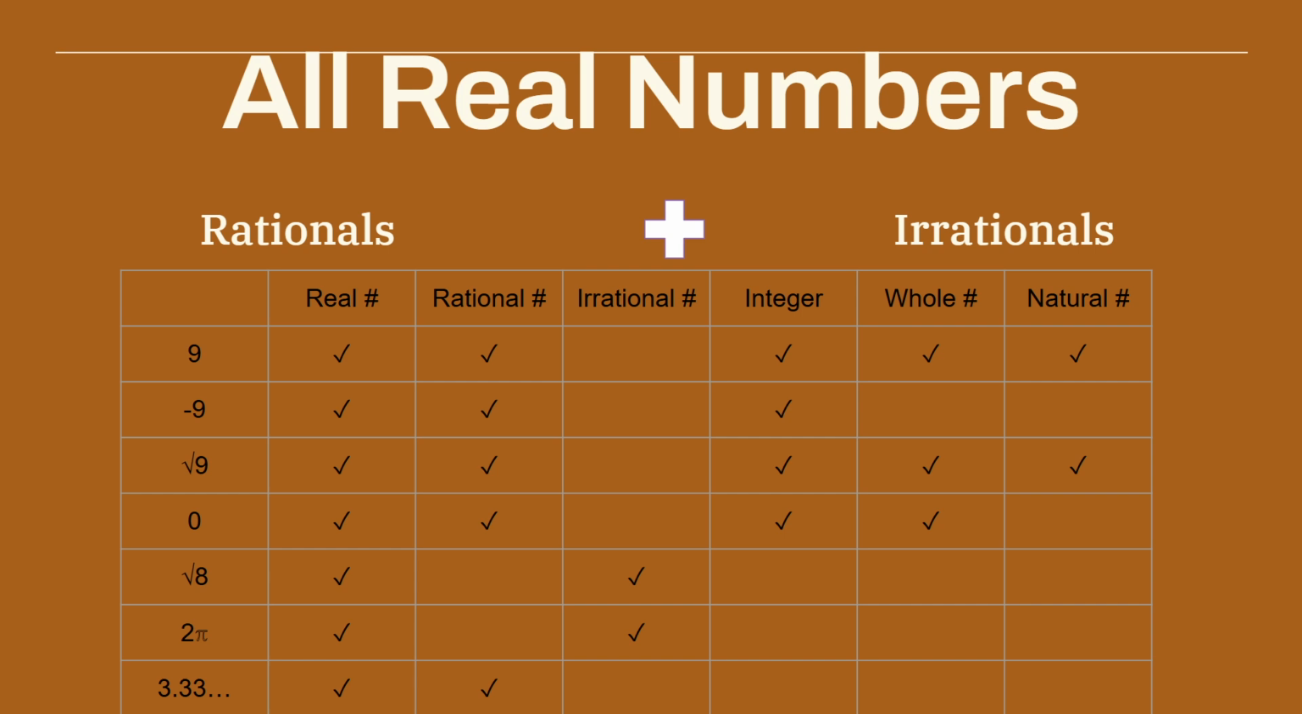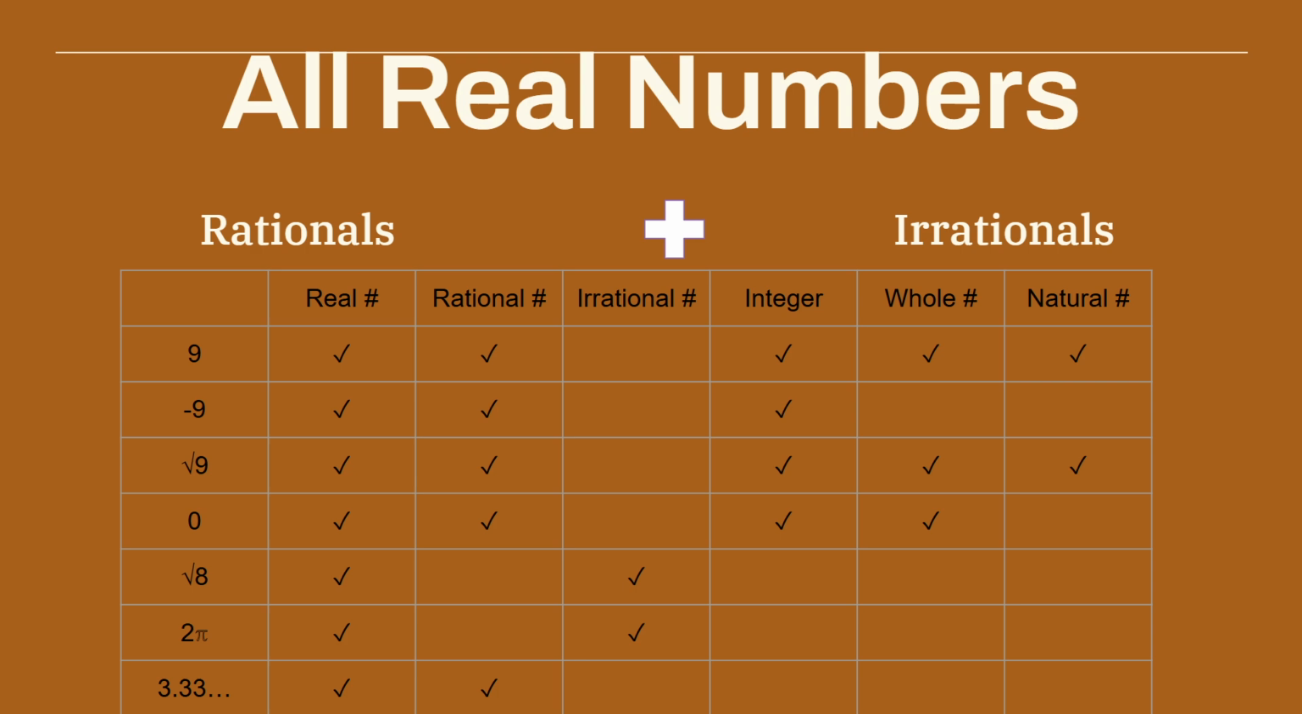0 is definitely a rational number. I can write 0 as 0 over 10, and that's an integer over integer, so it's rational. And it's also part of the integers. It's also part of the wholes. The wholes use 0, but the naturals don't use 0, so 0 is not a part of the naturals.